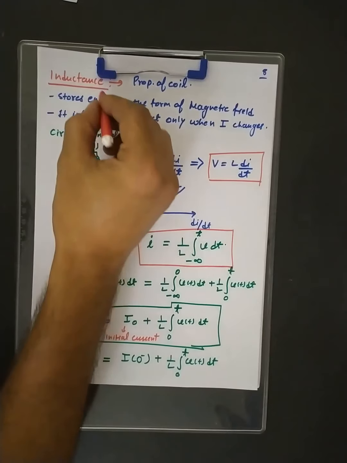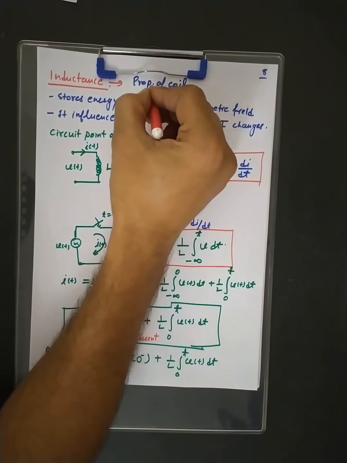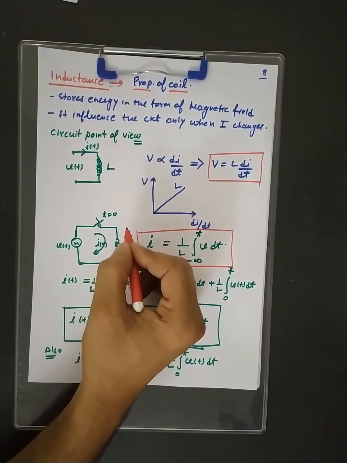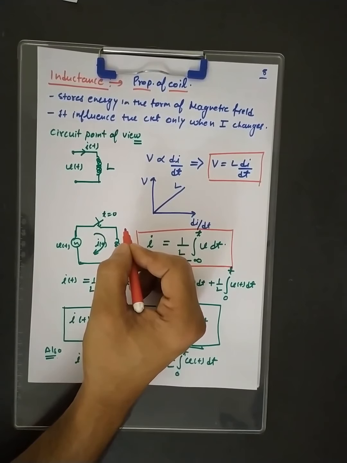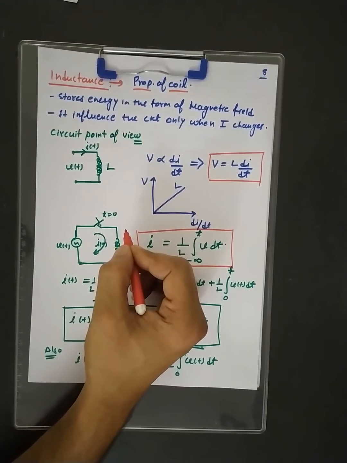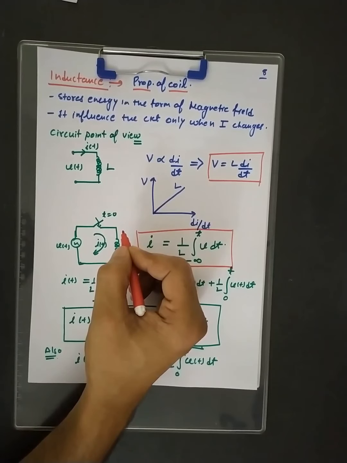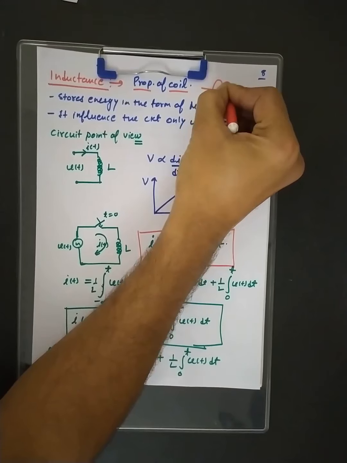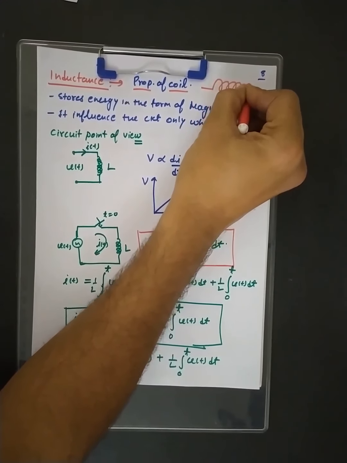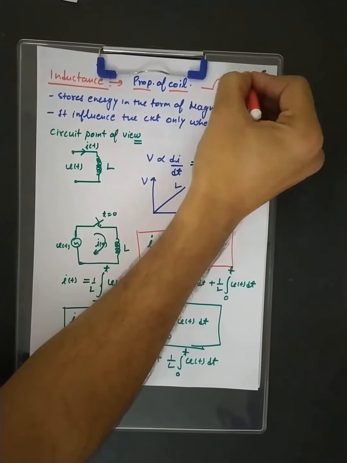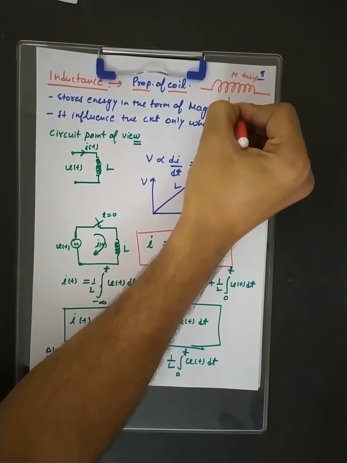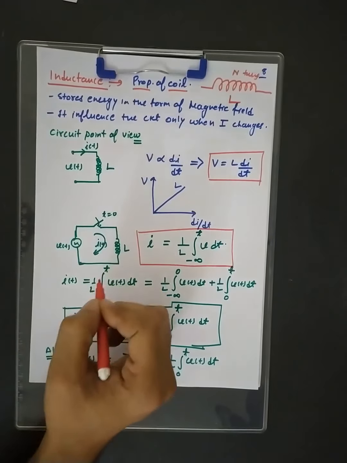Next is inductance. Inductance is actually a property of a coil, like resistance is the property of a material. So every material will give you some opposition to the flow of charge carriers. Similarly, inductance is about a coil. When you take a coil like this, there are some n number of turns, and it is represented by L. So inductance is the property of a coil.